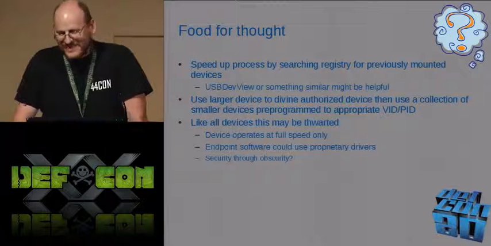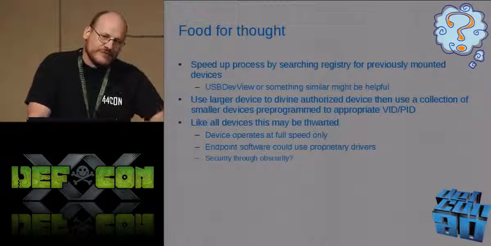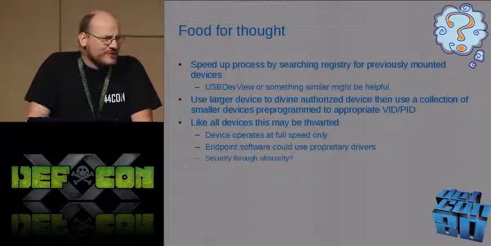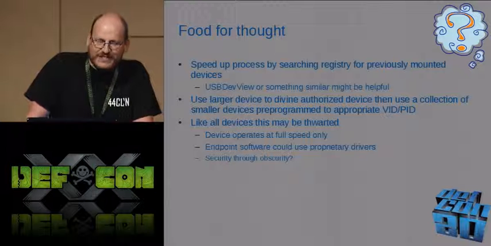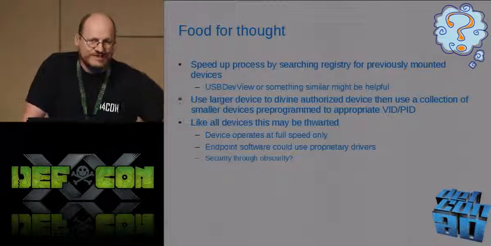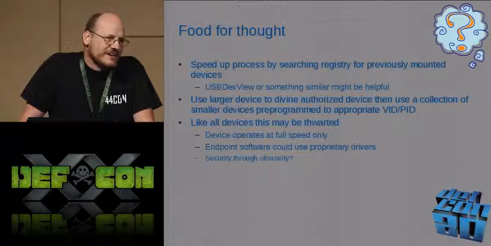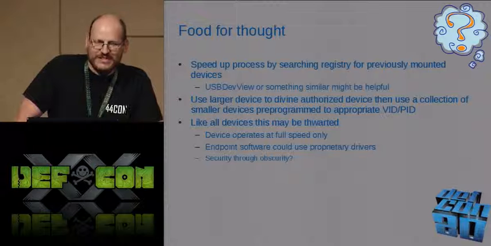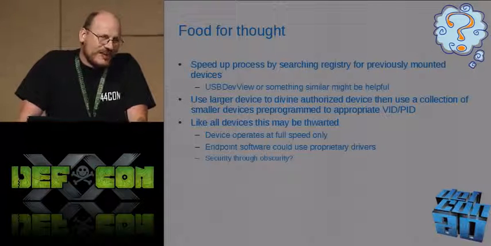Just a little food for thought. Where could we go from here? Well, we could possibly speed it up again if you look in the registry and try to find an authorized VID-PID that's more previously loaded. By the way, if you're not familiar with USB Dev View, it's a nice little tool. It tells you all kinds of useful information on previously attached USB devices, not just mass storage. We could use the larger device here to divine the VID-PID and then possibly pre-program a bunch of smaller devices if we're going to, en masse, go and attempt to do something, maybe say an organization where we knew what was authorized. Like everything else, you can thwart this device.